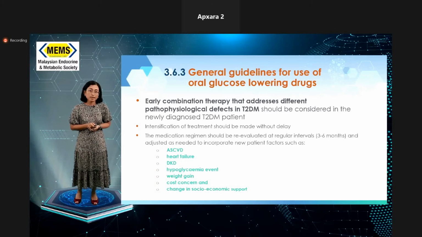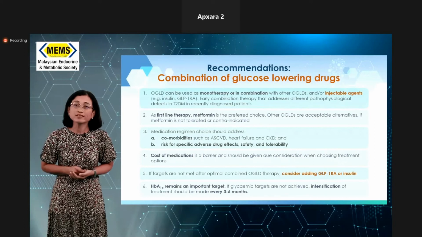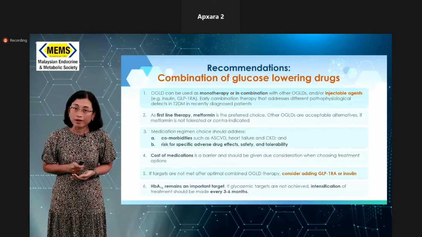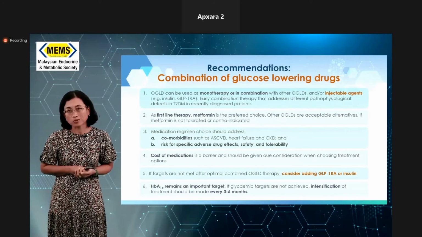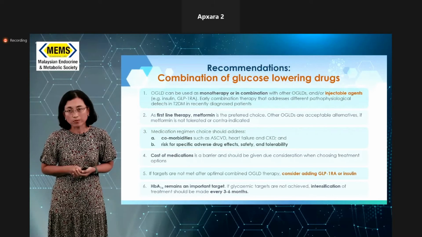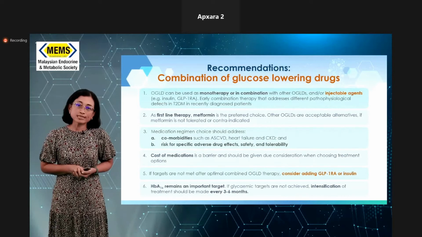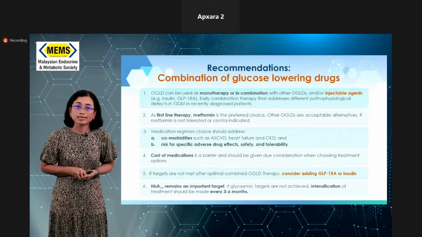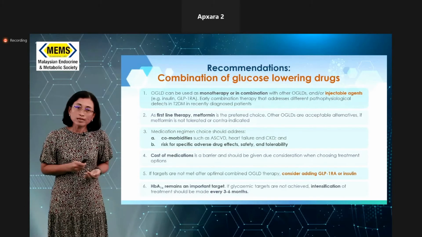Finally, it's very important to highlight a few issues regarding early treatment of type 2 diabetes. Oral glucose lowering drugs can be used as monotherapy or indeed early combination therapy of multiple oral glucose lowering drugs should be considered when necessary. As first-line therapy, metformin is the preferred choice. Medication regimens should address individual factors such as comorbidities, as well as risk for specific adverse drug effects.